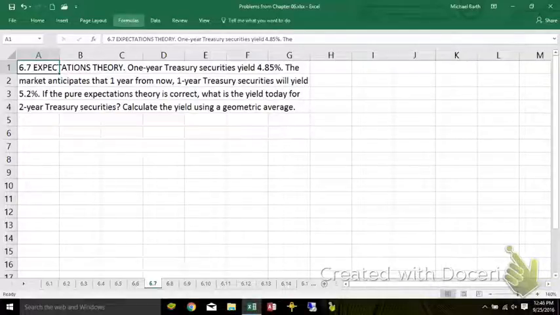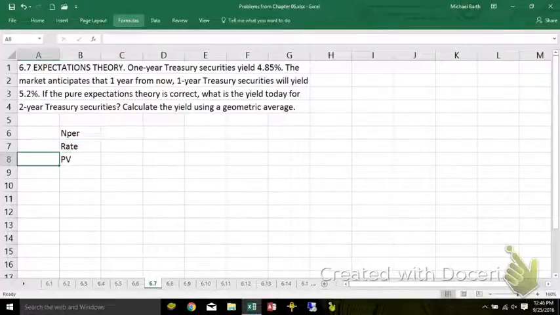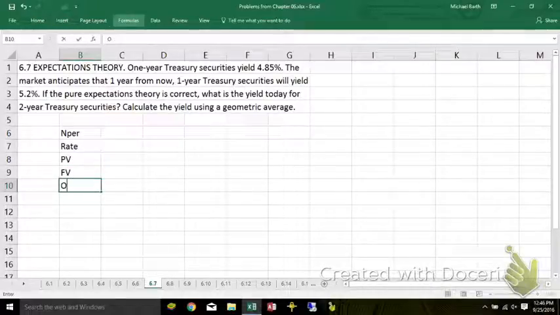What that means is that if you lend for 1 year and then reinvest a year from now, you should have the exact same amount of money as if you lent to somebody today and gave them 2 years to pay you back. All right, we could use N, I, PV, the number of periods, rate, PV, FV, and payment to actually solve for this like we've been doing so far.